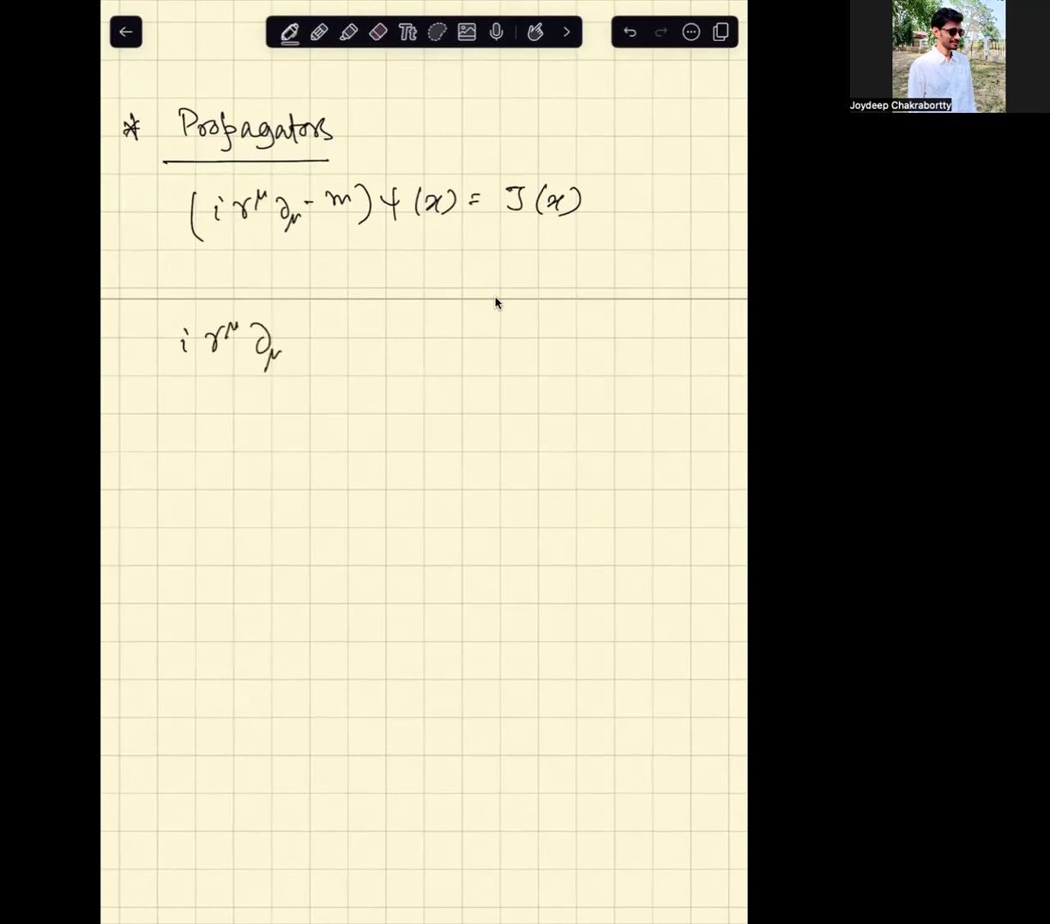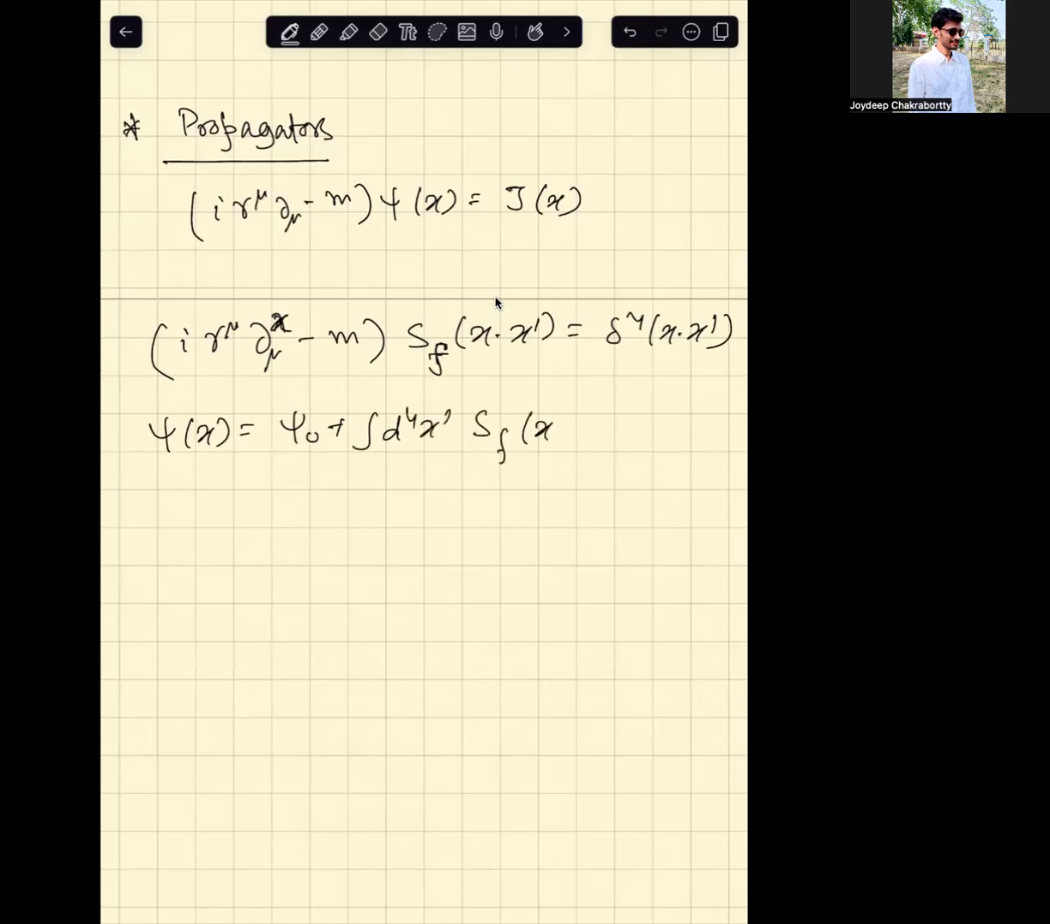(iγ^μ ∂_μ − m) S_F(x − x′) = δ⁴(x − x′). That was the definition of the propagator we used. And then the solution of the Dirac equation, ψ(x), using the Green's function technique, we can easily write down as ∫d⁴x′ S_F(x − x′) g(x′). Okay.